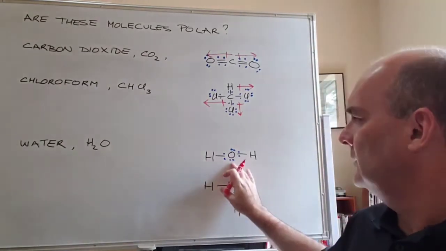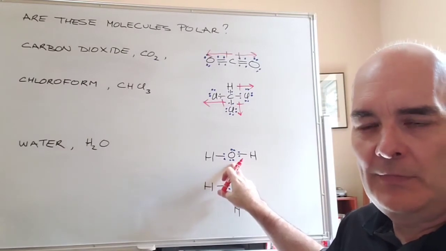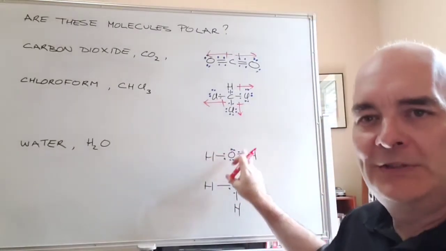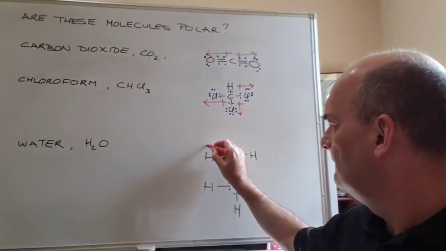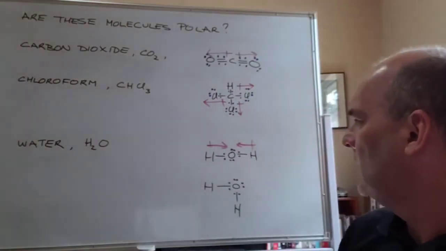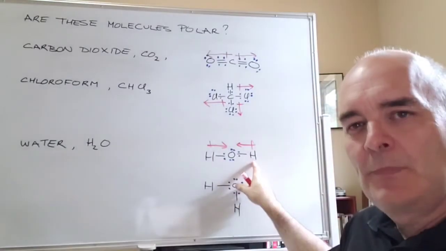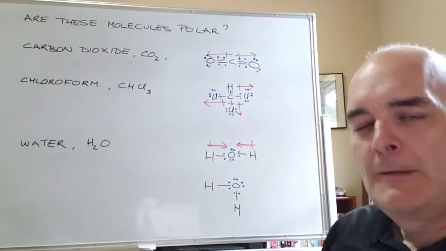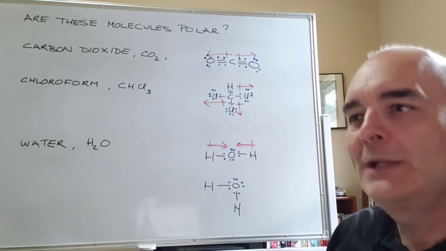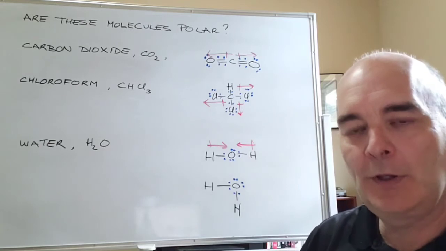And when I look at water, water has an oxygen in the middle. Oxygen brought 6 electrons to the molecule. It has shared 2, 1 apiece from each of these hydrogens, and is pulling electrons away from the hydrogens. And in this sketch, it would appear that that molecule is not polar. And we know that to be patently untrue. Water is a very, very polar molecule.